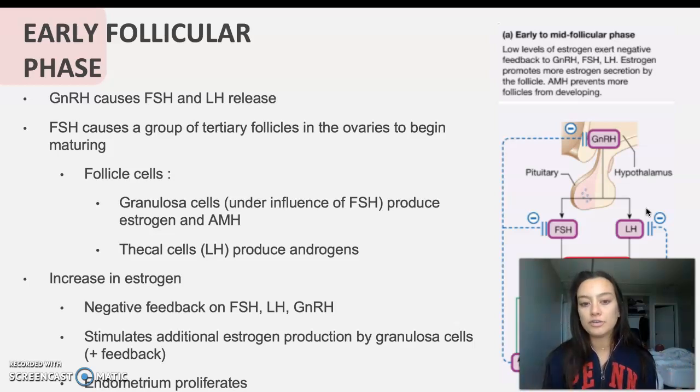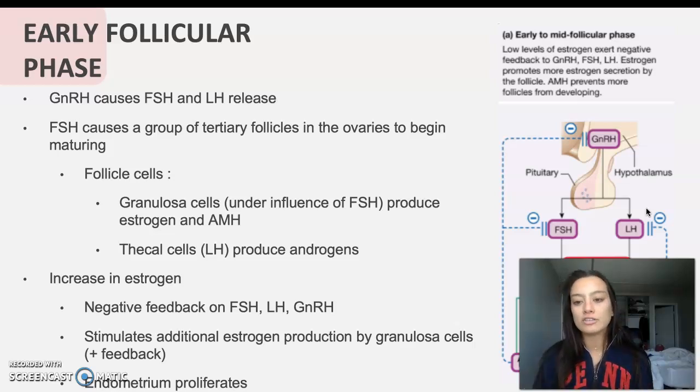So the big picture is we have a lot of estrogen production, and estrogen does a few different things. The increase in estrogen will first cause negative feedback on the FSH, the LH, and the GnRH, and this prevents multiple follicles from being stimulated to grow during this phase. We only want one follicle to grow. And it'll also stimulate additional estrogen production.